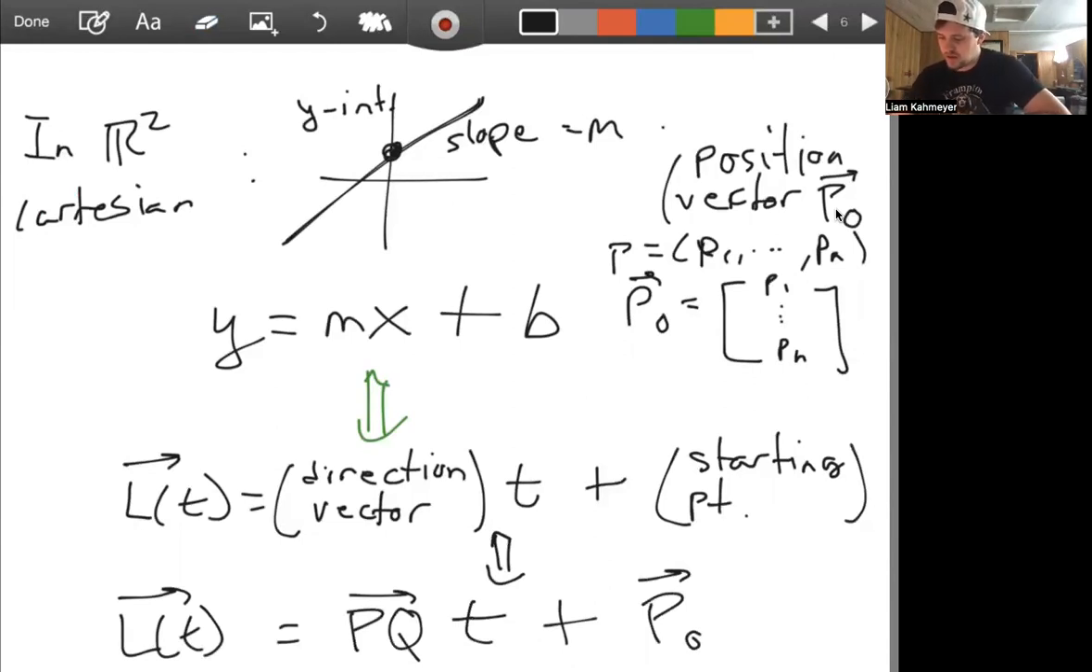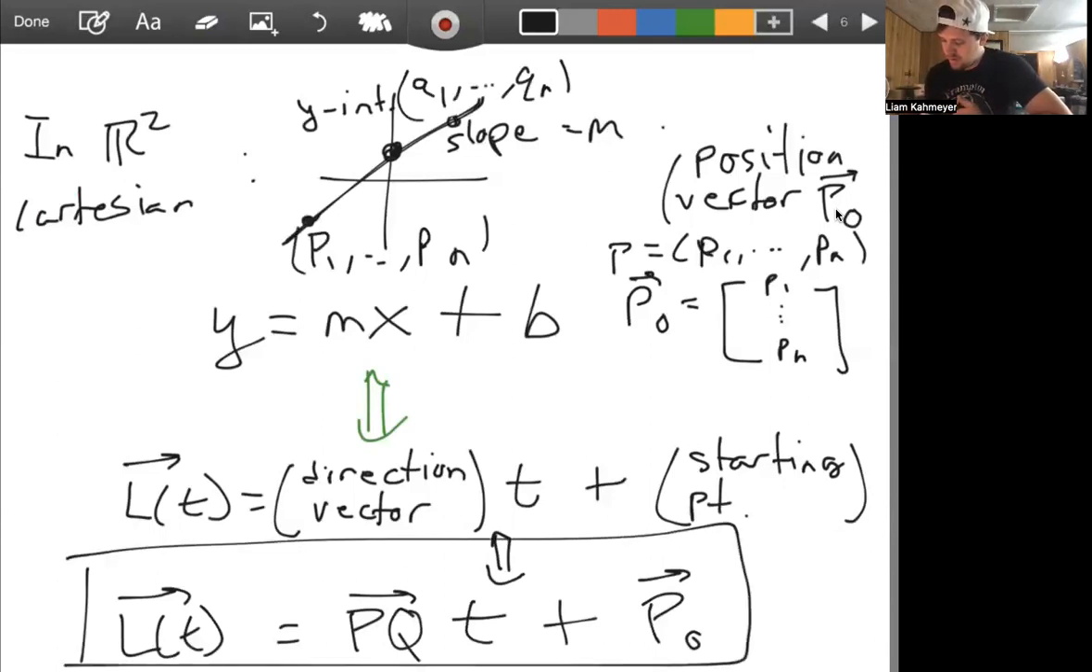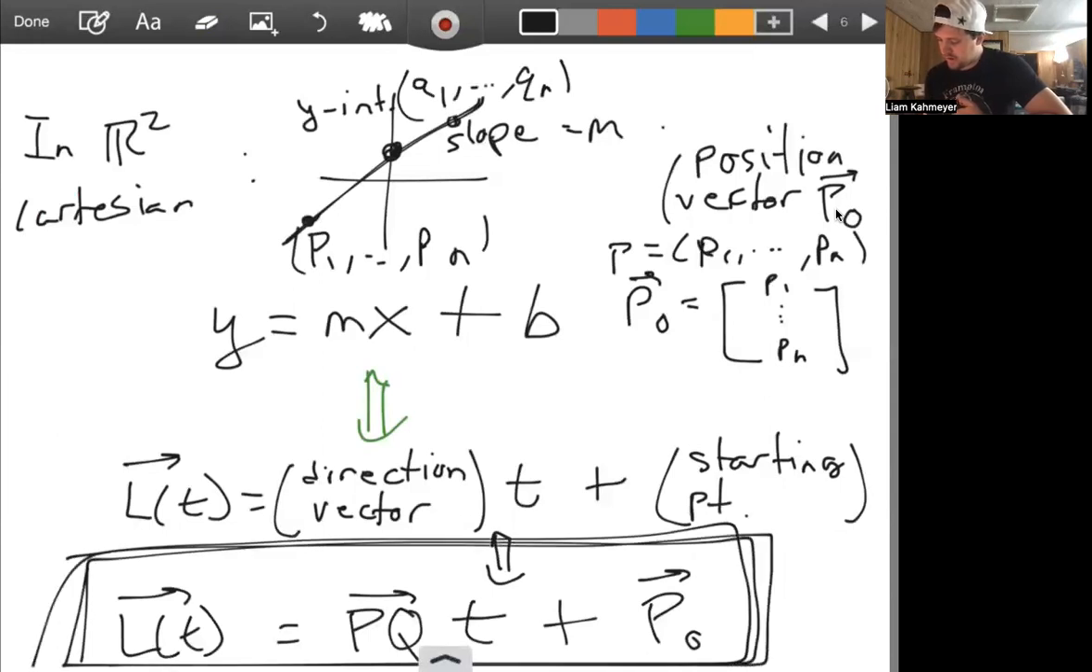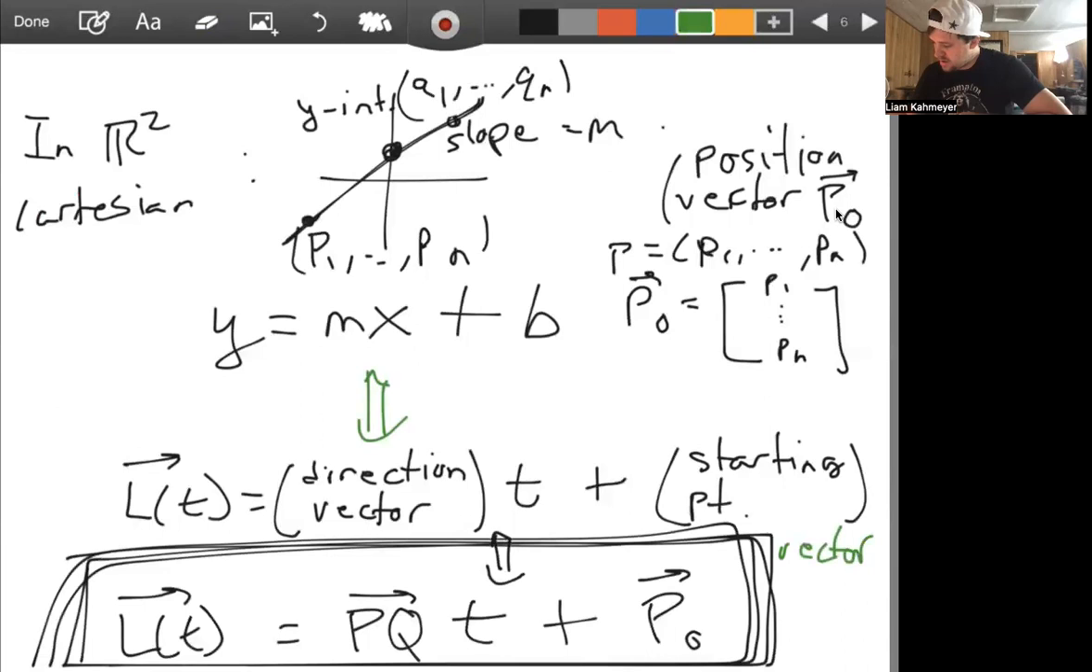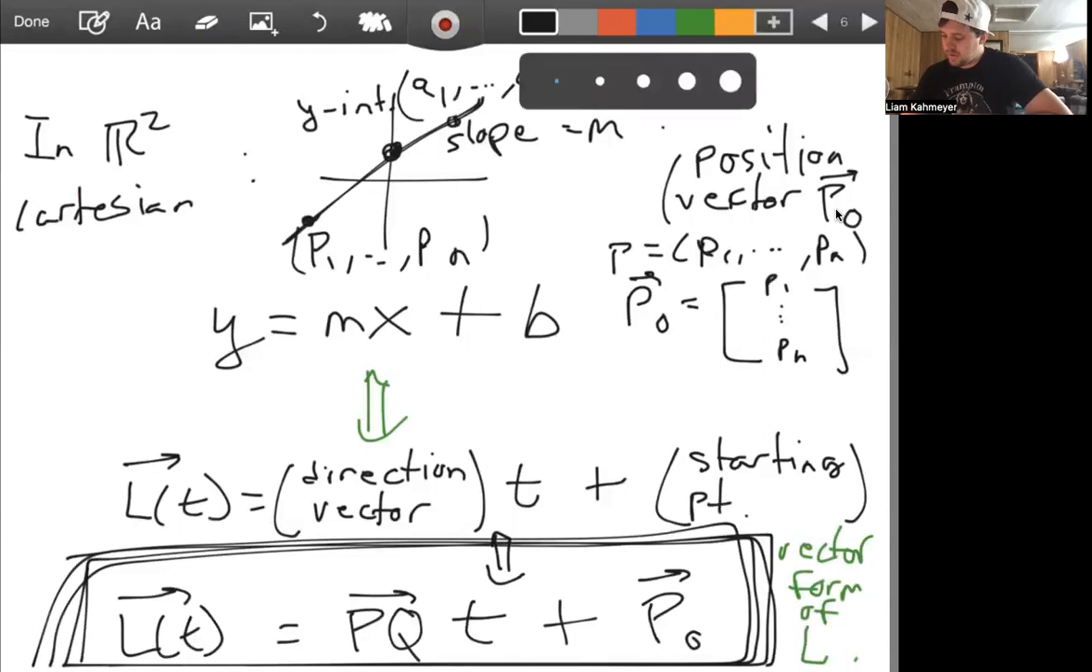And all you have to know is P1 through Pn and Q1 through Qn, right? If you know those values, if you know the coordinates, then you also know the equation of the line starting at P and ending at Q. Some vocabulary here, we call this the vector form of the line L.